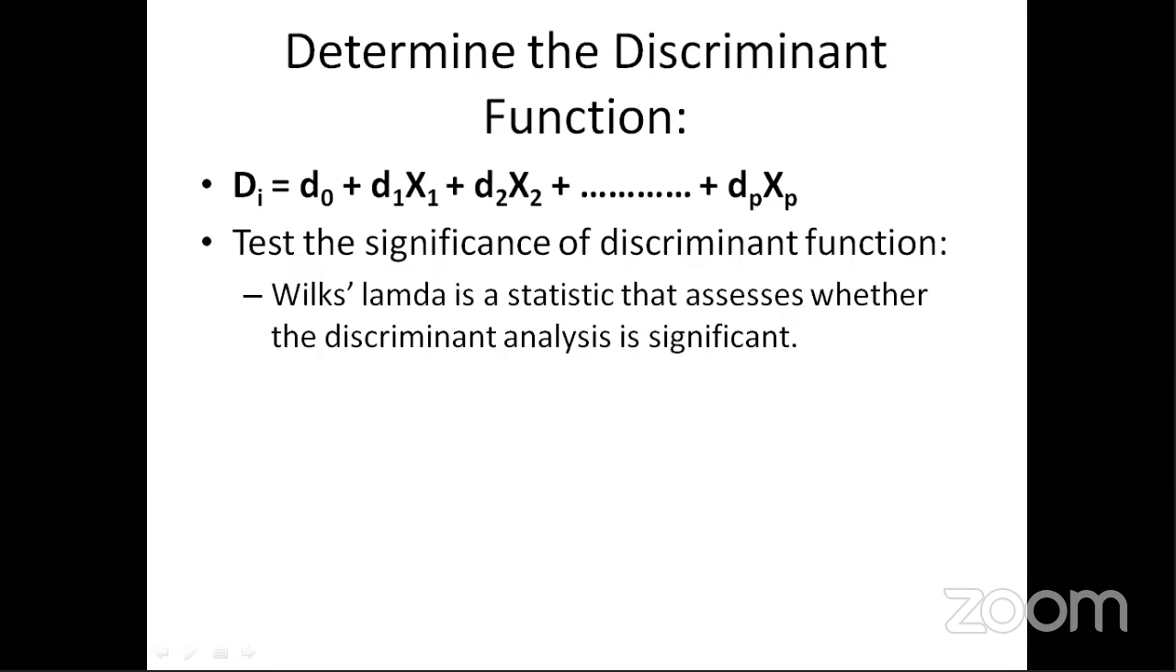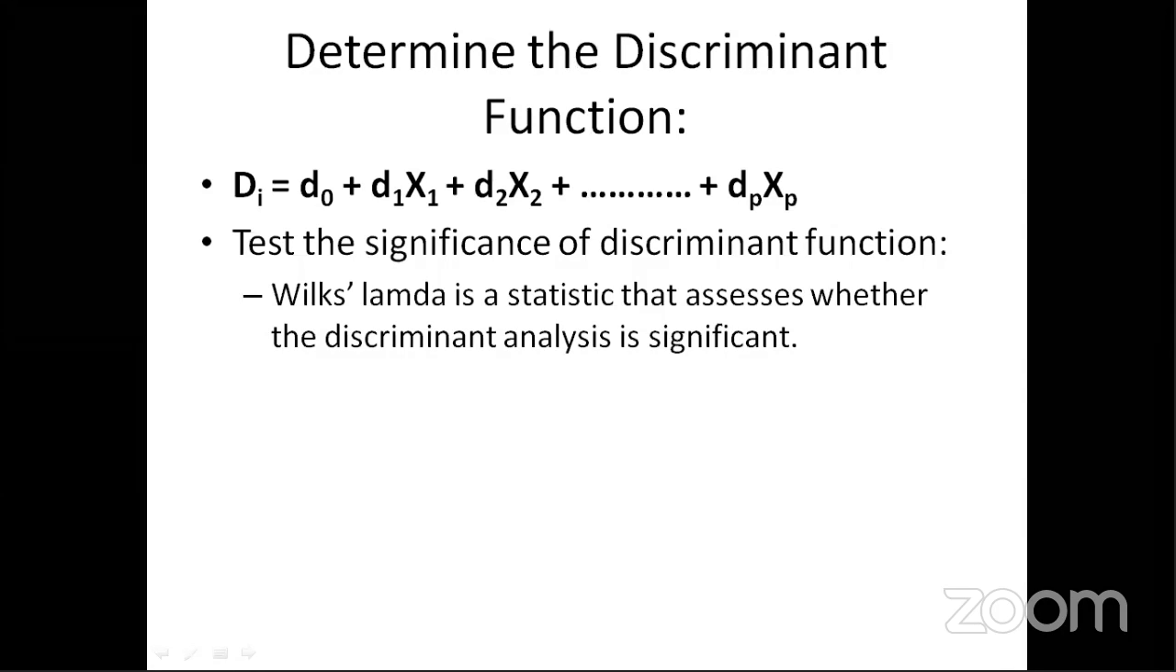As we discussed, we have another step, that is to determine the discriminant function. This is the theoretical concept. This Di is the discriminant score for the ith respondent, and these D1, D2, D0 are the discriminant coefficients that we have already estimated. We discussed this in the last slide, and x1, x2, x3 are the variables.